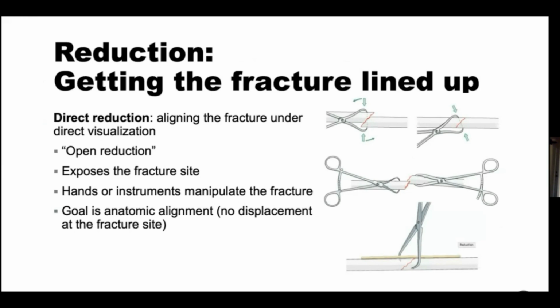The first way is called direct reduction, and this is aligning the fracture under direct visualization. This is often known as open reduction because you have to actually cut the skin and expose the fracture site in order to get an open reduction. Then you can use your hands or instruments like the tools shown on the right side of the slide to manipulate the fracture. And the goal with direct reduction or open reduction is anatomic alignment of the fracture, meaning no displacement or no separation between the bones at the fracture site.